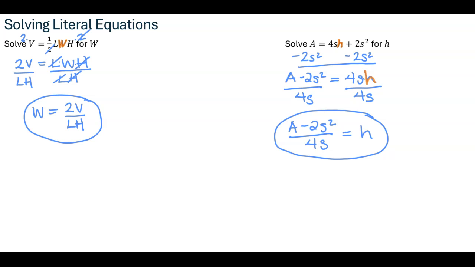Make sure you didn't accidentally leave an H on both sides. That wouldn't be solved. But I did not. So don't worry about doing a ton of simplification on those answers. It's just about doing those solve steps to solve for whichever variable we need. And we'll come back to literal equations multiple times this quarter. But this is just kind of your reminder about the basics.